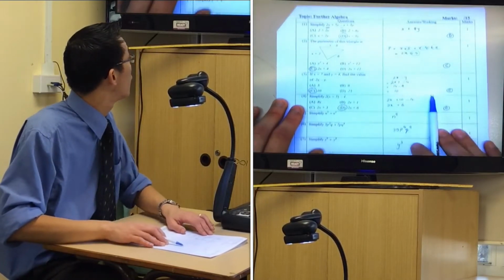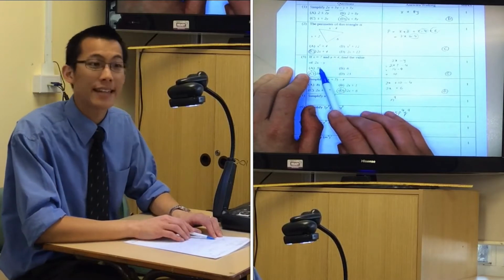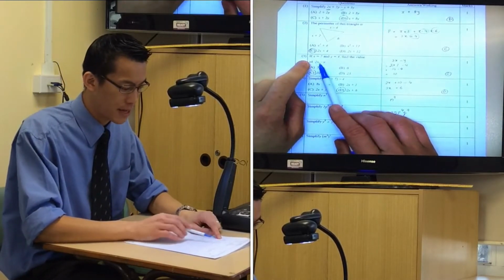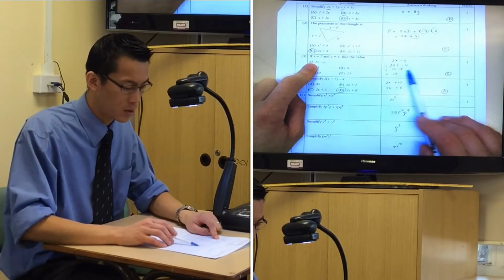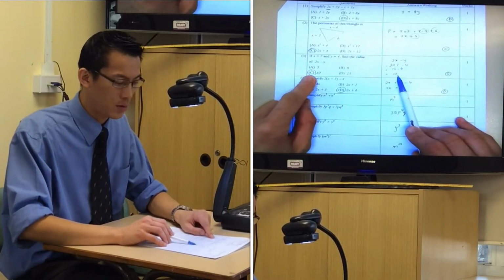Okay, moving further. If x equals 7 and y equals 4, find the value of this. So you had to substitute them in. So instead of x, you had to do 2 times 7, right? So that's what you can see here. Instead of y, you had to do y equals 4. So there's that minus 4 there. 2 times 7 is 14, and that's what gives you 10.